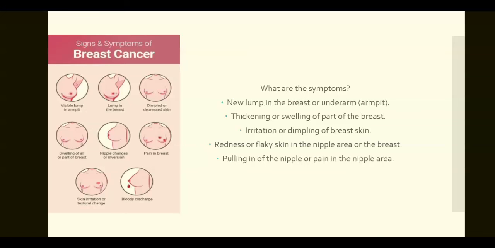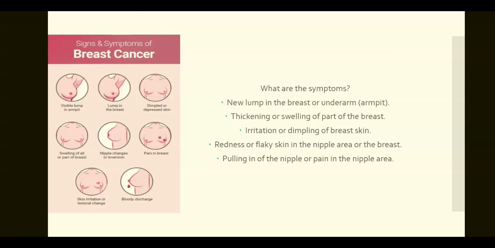The symptoms. There are various symptoms of breast cancer, but the ones we have listed are new lumps in the breast or underarm, that's the armpit. You see lumps like balls, thickening or swelling of part of the breast, irritation or dimpling of breast skin. When the breast skin is irritated, there's redness or flaky skin in the nipple area of the breast, and also pulling in of the nipple or pain in the nipple area.